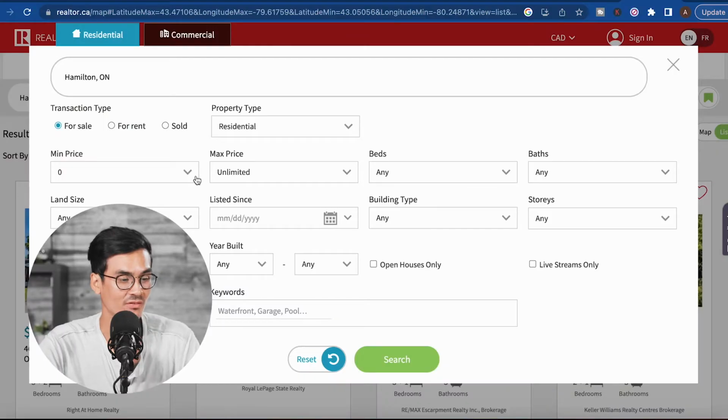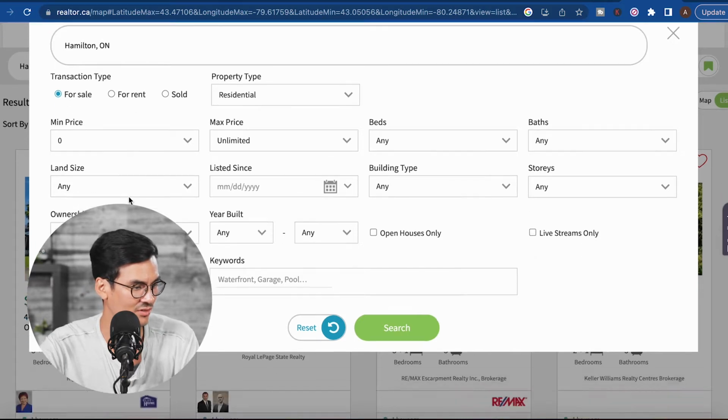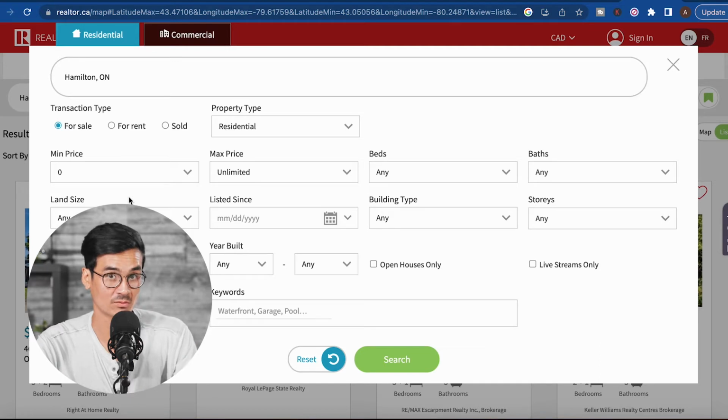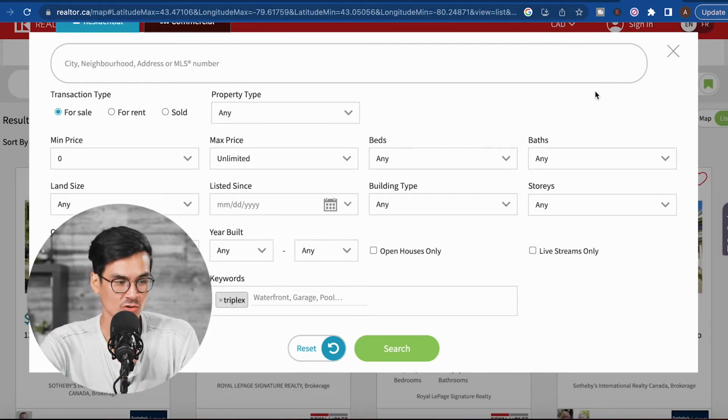If you're using the MLS, you may notice that there aren't a lot of really great search features to say, hey, I want to find something with 3 separate apartments. It has options like minimum price, max price, beds, baths, land size, all this fun stuff over here. But what I really want is to identify that this property has multiple units in it. If I'm filtering for something like this, I'm going to use certain words.